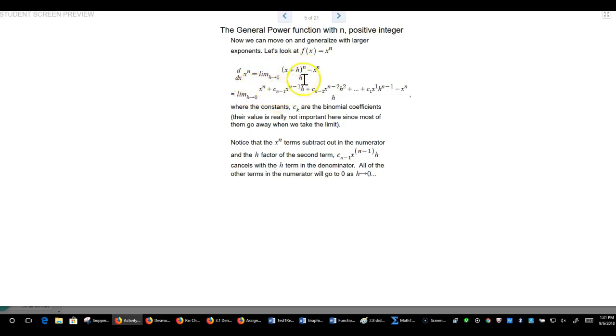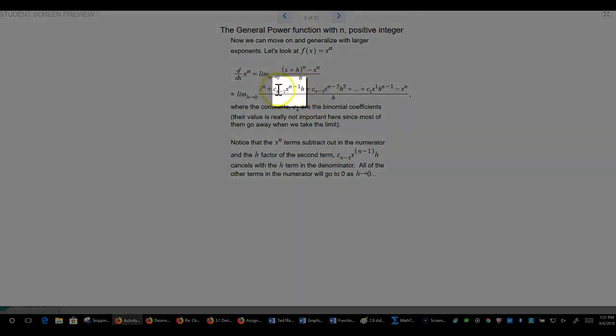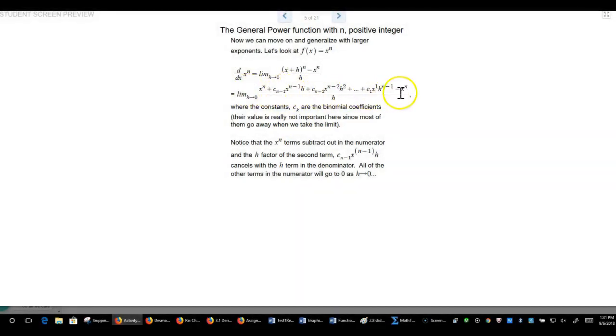If this were x plus h squared or x plus h cubed, you're going to have a longer and longer string of terms. And if you recall, that's using the binomial theorem. Don't worry if you don't remember the binomial theorem. Just know that the only term we're going to need to worry about is this one. So notice that when we expand that numerator, those x to the n terms cancel.